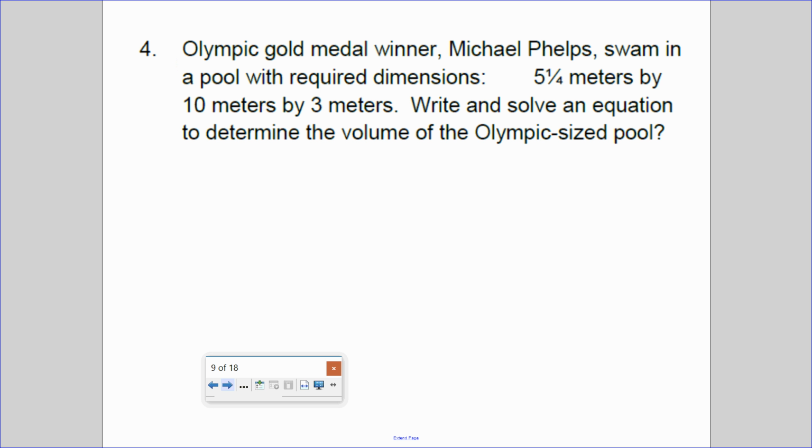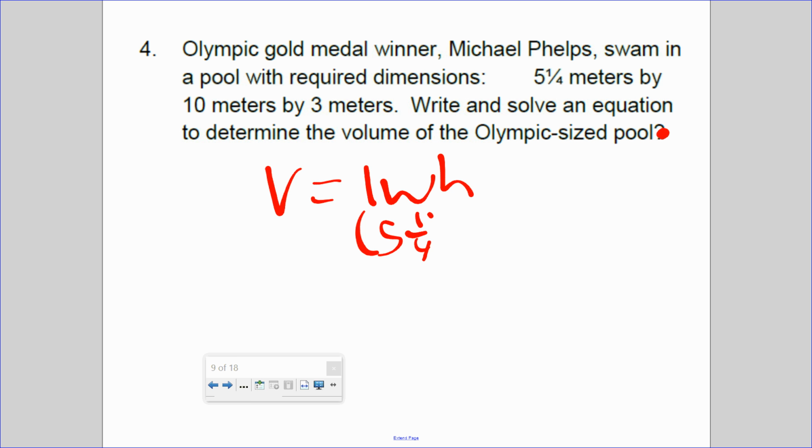Number 4. Olympic gold medal winner Michael Phelps swam in a pool with the required dimensions 5 1/4 meters by 10 meters by 3 meters. Write and solve an equation to determine the volume of the Olympic sized pool. Well, this should be a period right there. V equals length times width times height. So the length is 5 1/4, the width is 10, the height is 3, or something like that. That's a very tiny pool.